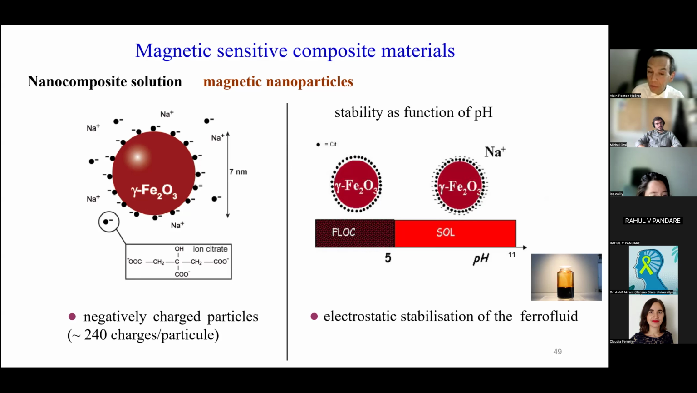So we have modified the surface of these magnetic nanoparticles by complexation with citrate ion. And in this case, the point of zero charge occurs at about 5. So at 7, citrated magnetic nanoparticles are stable. So we can introduce them in a polymer matrix.